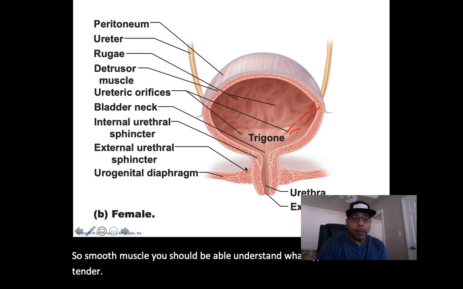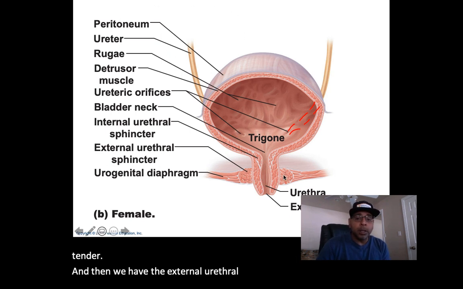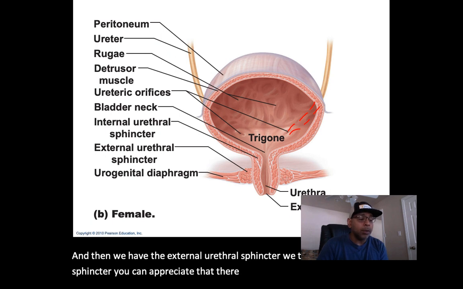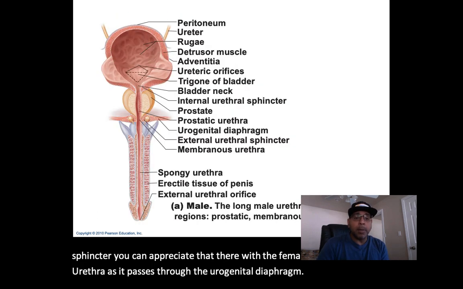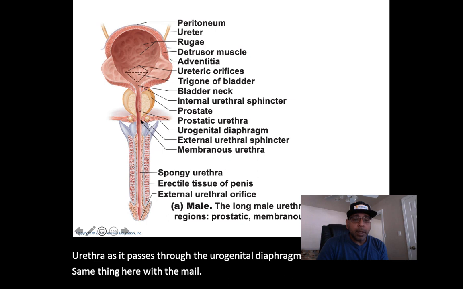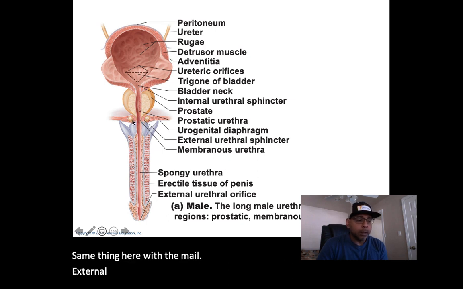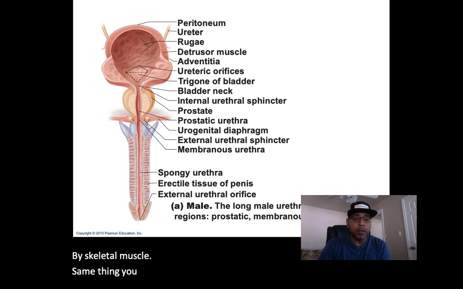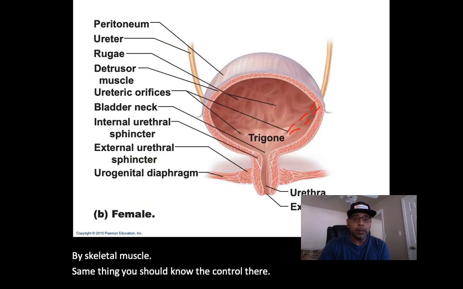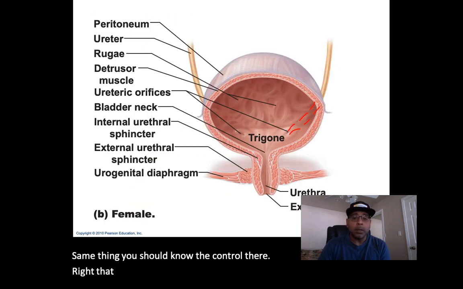And then we have the external urethral sphincter. You can appreciate that there with the female. It surrounds the urethra as it passes through the urogenital diaphragm. Same thing here with the male. The external urethral sphincter is formed by skeletal muscle. So same thing, you should know the control there. All right, that concludes the urinary system.